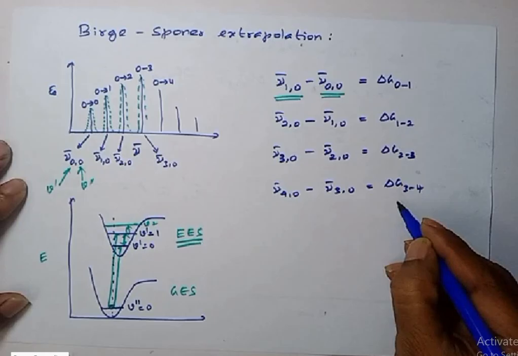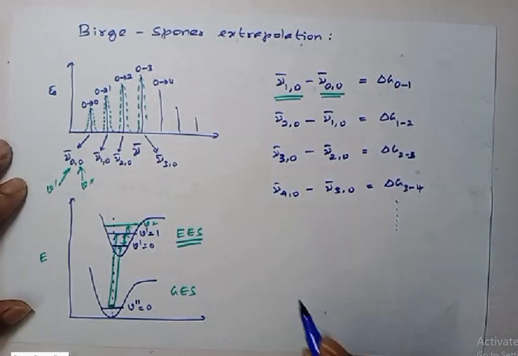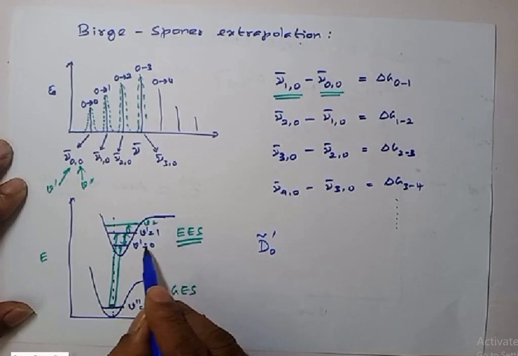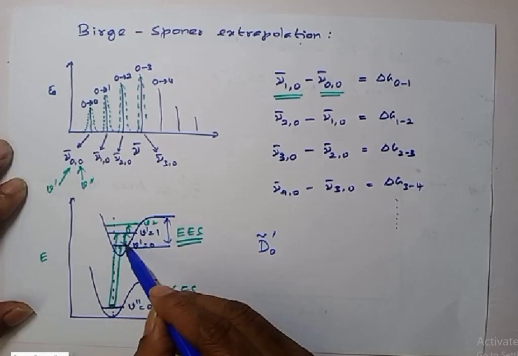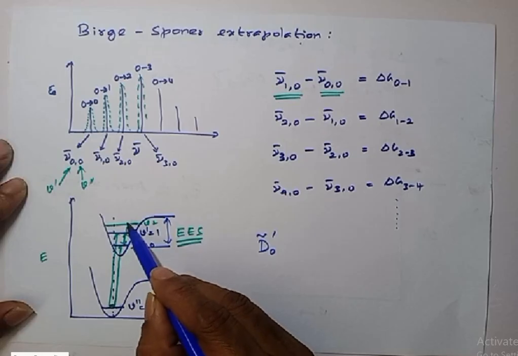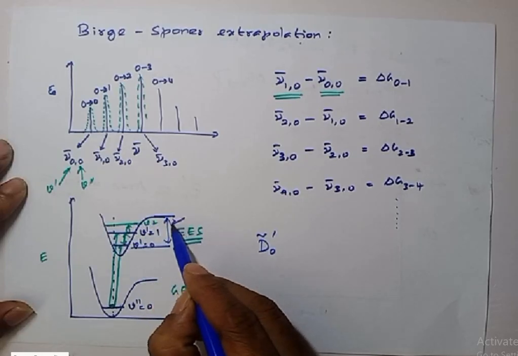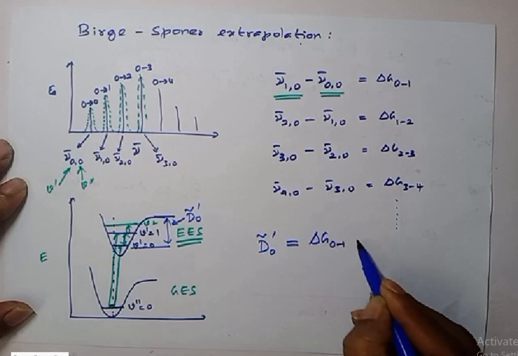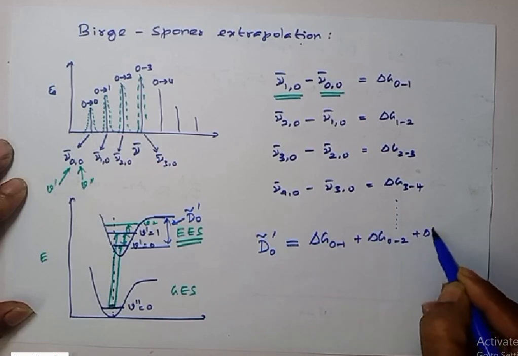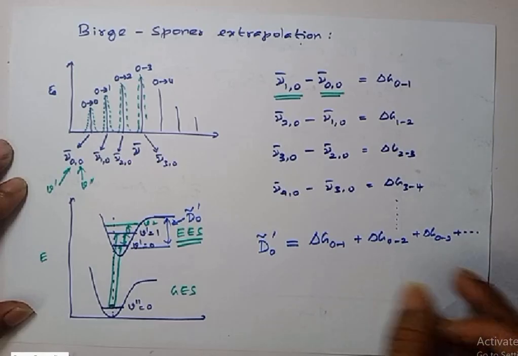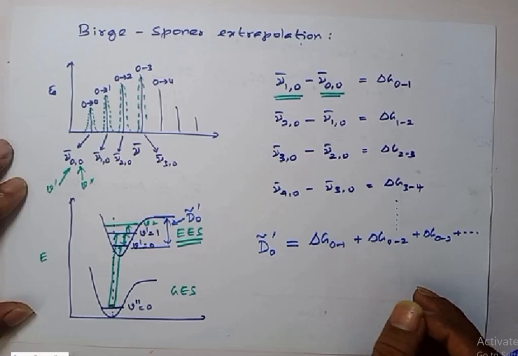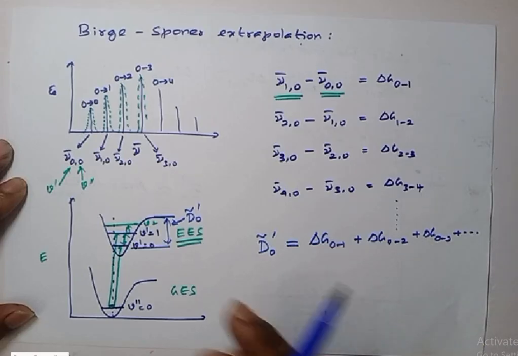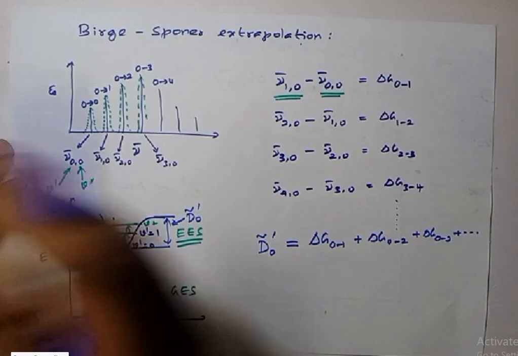We know very well, if I add all the values, I can get the D0 single prime value. What is D0 single prime? It is this value. If I add the gaps between 0 to 1, 1 to 2, 2 to 3, etc., I will get the D0 single prime value. So D0 single prime is equal to delta G 1/2 plus delta G 3/2 plus delta G 5/2, etc. It depends on how many lines we get. But the problem is, we cannot get the complete set of lines. If we got all the lines, we could exactly find D0 prime.